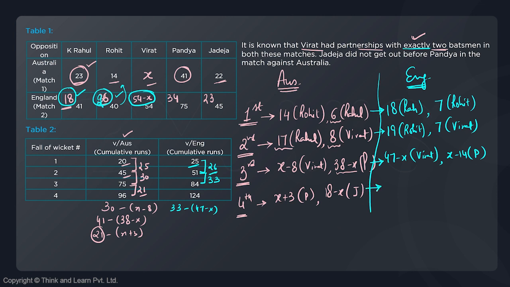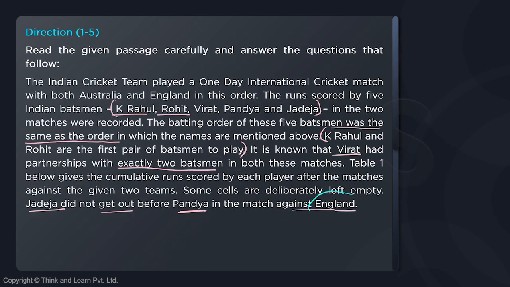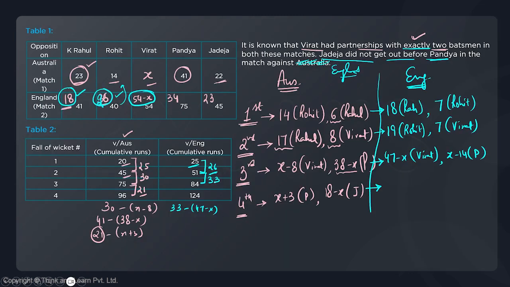In the fourth partnership now, who gets out? Pandya or Jadeja? It is clearly given to us that Jadeja did not get out before Pandya in the match against Australia. Sorry, in the final match, it is wrongly written over here as Australia. It was England. I think you can see that on the previous page as well, right? It was clearly written England here. So once again, that was a mistake. Okay, so that's England. So Jadeja did not get out before Pandya in the match against England. That means now Jadeja is not going to be out, Pandya is going to be out.